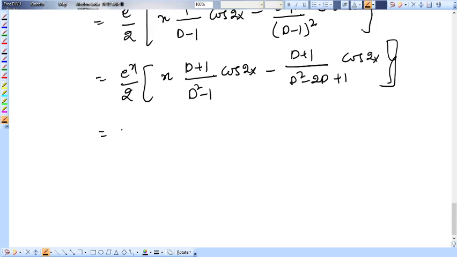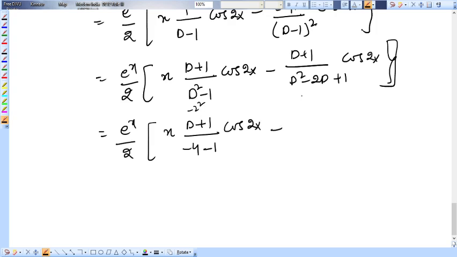Now e^x divided by 2, x (D plus 1) divided by minus 4 minus 1. Again by rule 4 it would have been minus 2 square, which is minus 4. So 2x minus (D plus 1) divided by minus 4, and this. So it would be minus 2D minus 2D minus 3. Minus 3 I'm taking common, so it would be plus, and we can write 2D plus 3 here.